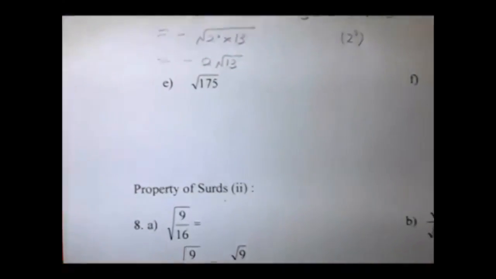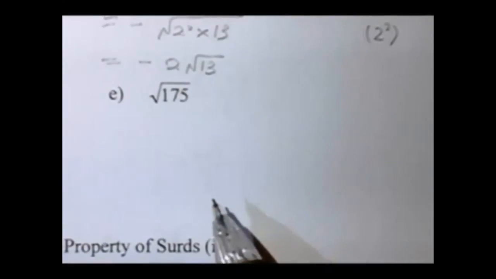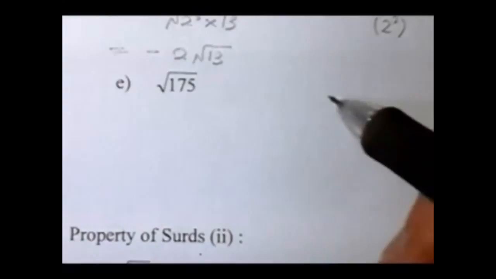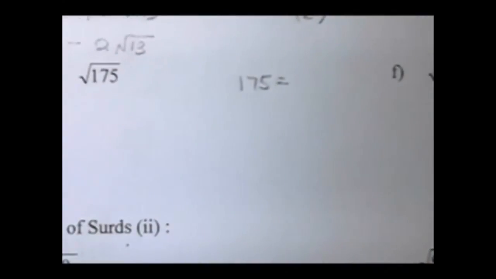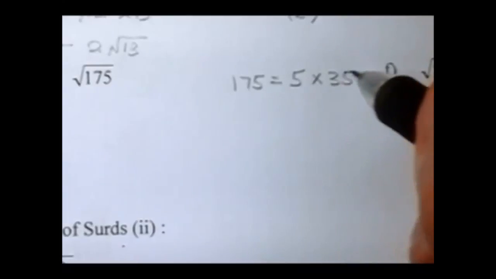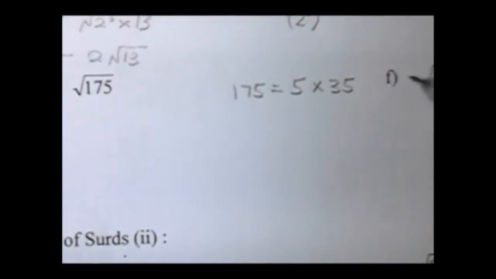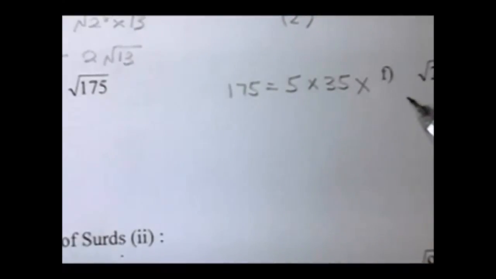You have this number, 175. Consider that 175 cannot divide by 2. 175 cannot divide by 3, and cannot divide by 4. It can divide by 5, so it is equal to 5 times 35. So it's not a possible pair. You know why? Because 5 and 35 are not any number's square.